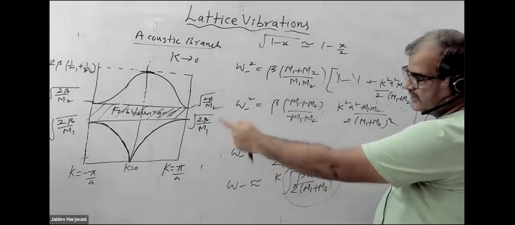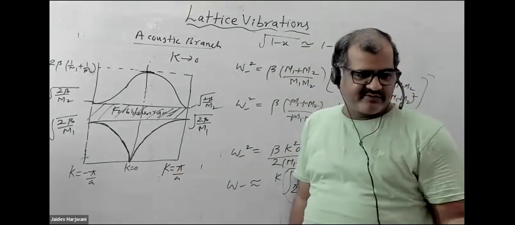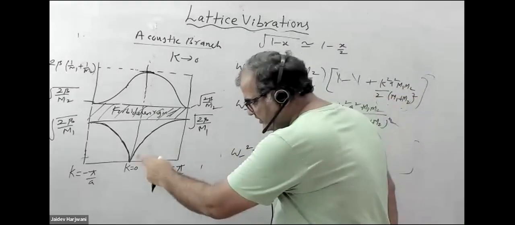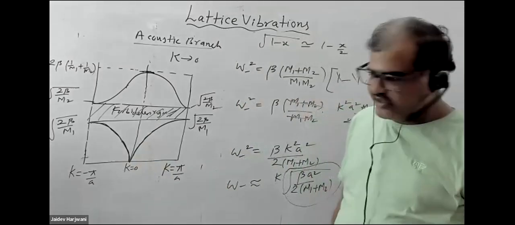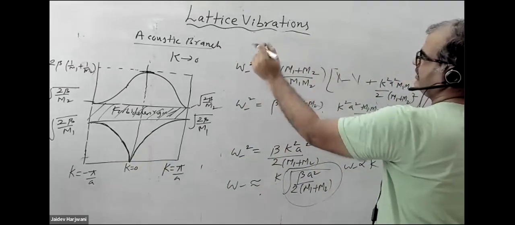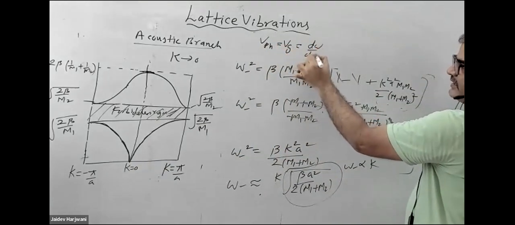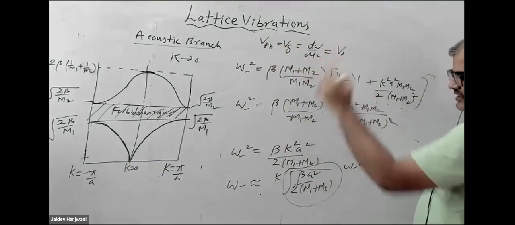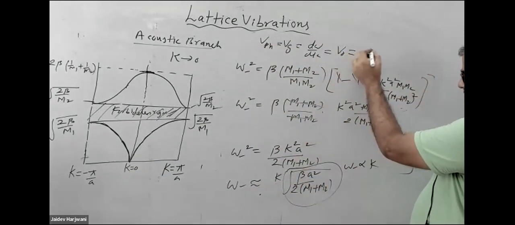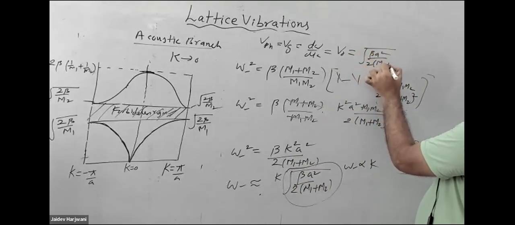Now you have this near k tends to 0. This is your acoustic branch, and always you calculate your sound velocity from the acoustic branch only. In this linear region, whether you want to calculate the phase velocity omega by k or the group velocity d omega by dk, they are all the same, and that will come as the velocity of sound. This will come out as the root of beta a square by 2 (m1 plus m2).